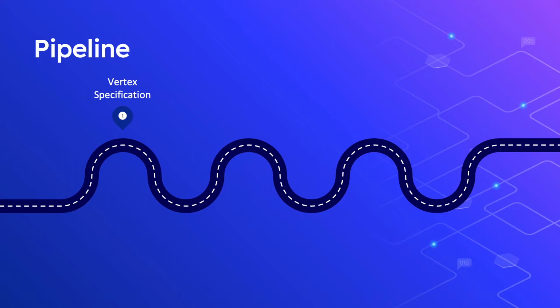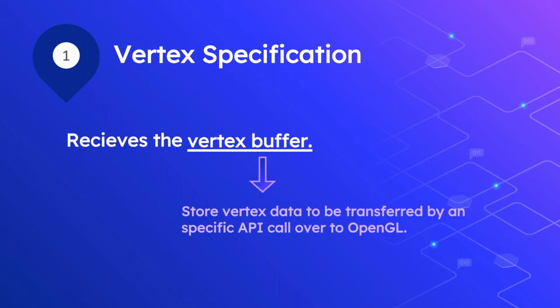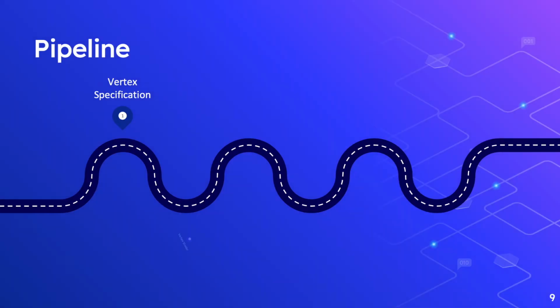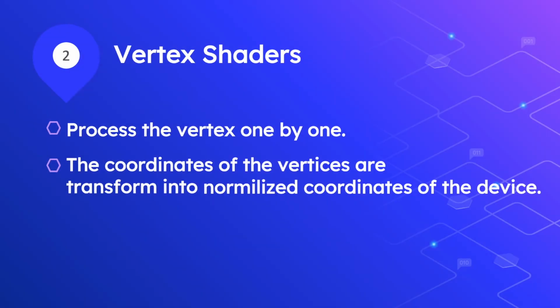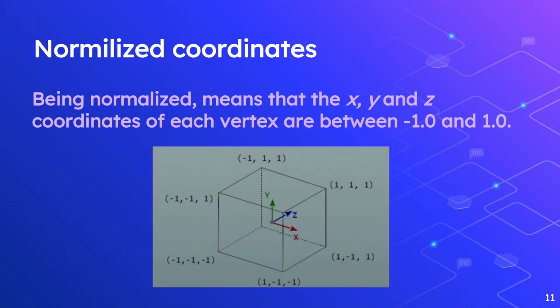Let's start with the first stage of the pipeline, vertex specification. This receives the vertex buffer. The vertex buffer is where all the vertex are stored, as it is shown. Now the second stage of the pipeline is the vertex shader. The vertex shader processes the vertex one by one and transforms the coordinates into normalized coordinates. When a coordinate is normalized, it means that coordinates that are outside the square don't need to be drawn.